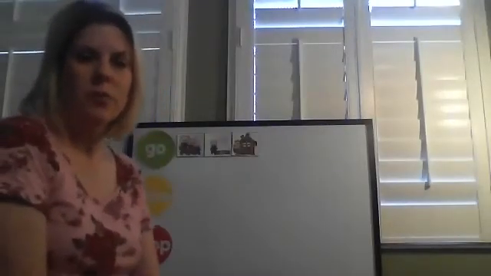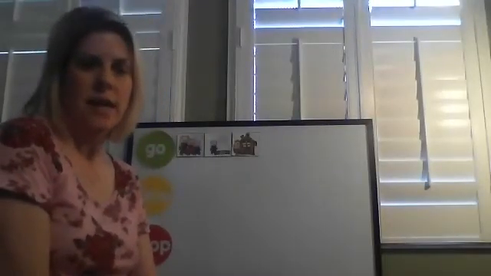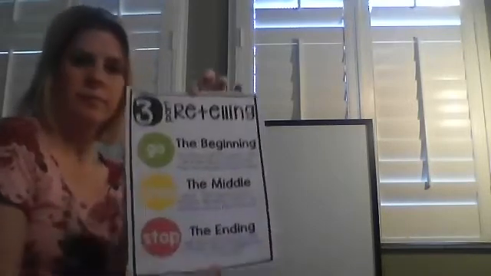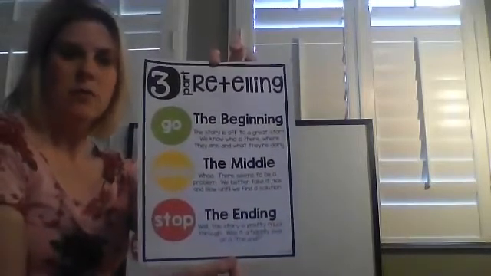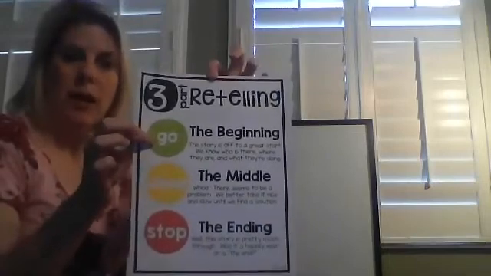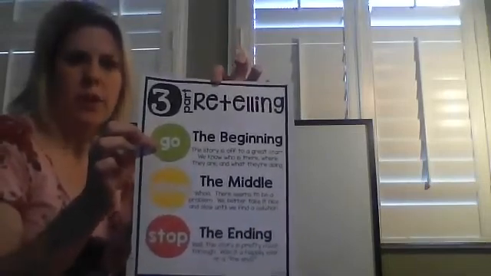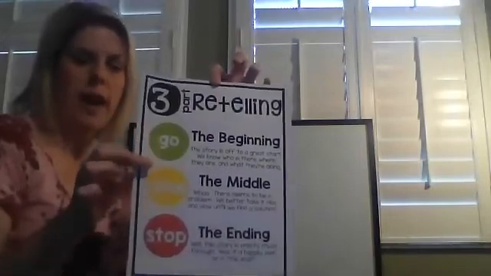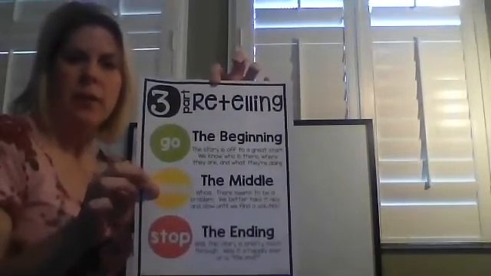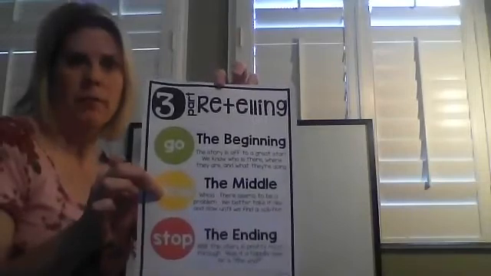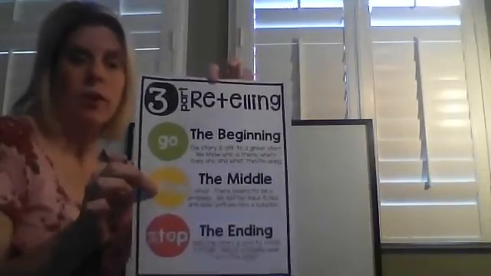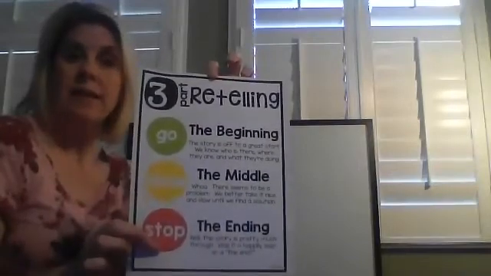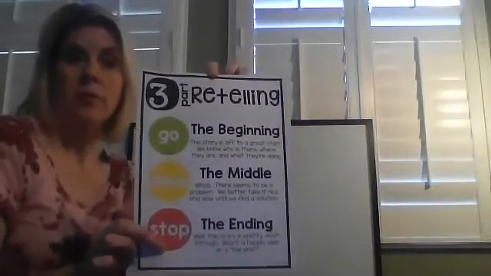Hey guys, we're going to do a retelling activity today with our Three Little Pigs book. If you'll remember, we have talked about this before: the three parts of retelling. At the beginning, what happens at the beginning of the story, the first part of the story? And then in the middle. In the middle is really where the problem seems to appear, the part where something goes wrong. And then the ending. At the end is where the problem is solved.